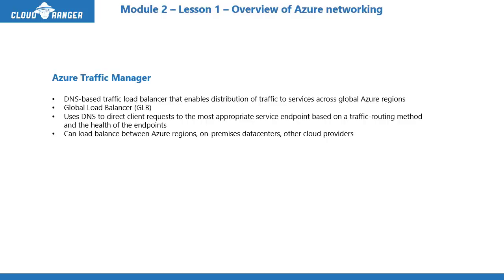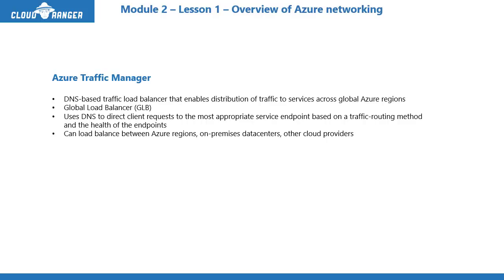I'll give you a typical scenario. If you have a production environment and you have a DR or disaster recovery environment in a different region, your Azure Traffic Manager will help you do that. It will figure out that, hey, something has happened in this region, probably a disaster of some sort. I now have to route traffic to the other side. It also uses DNS to direct client requests to the most appropriate service endpoint based on traffic routing method and health of the endpoints. So the health of the endpoints is what I just explained. If one site was down, it will send to the other site.